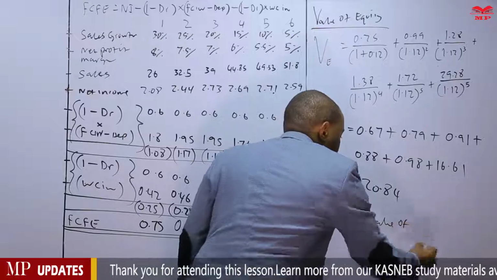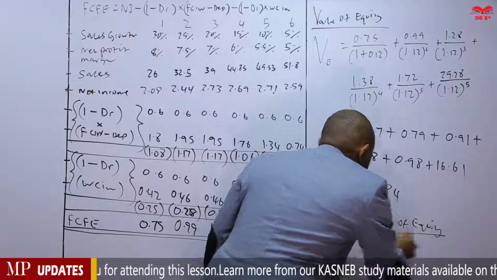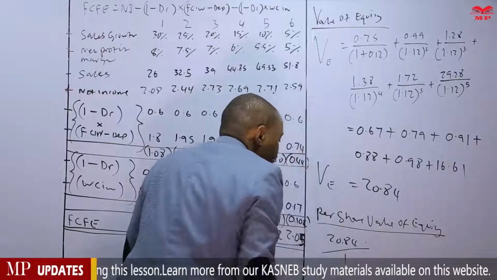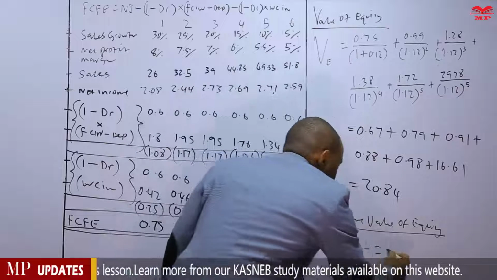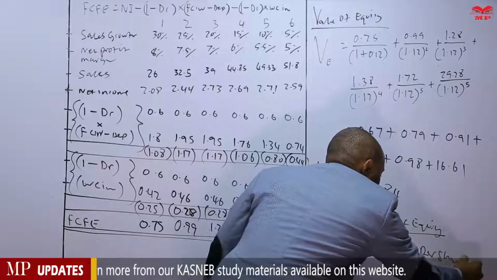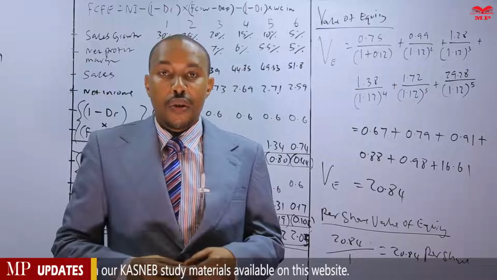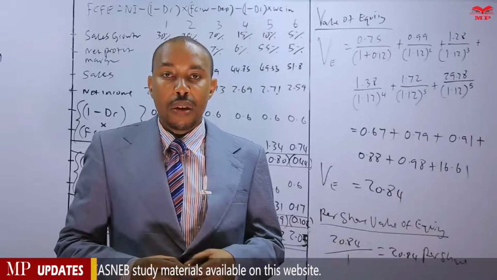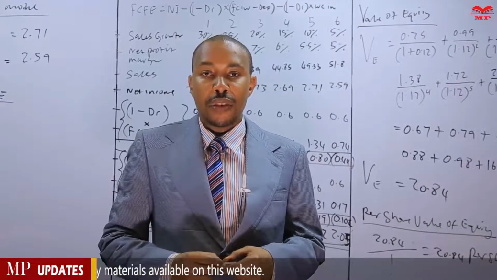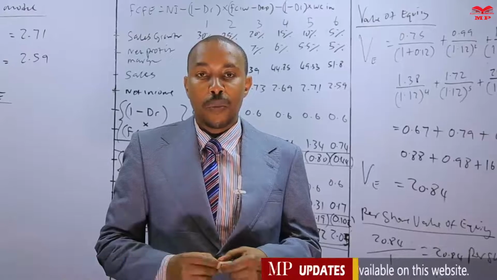So the per share value of equity, we just get 20.84 divided by 1 million shares. That one represents the million shares. We get 20.84 per share. So that concludes our lesson 3 on the 2-stage FCFE. We hope that we can meet in our lesson 4 for the 3-stage valuation models of free cash flow. Thank you and God bless you.